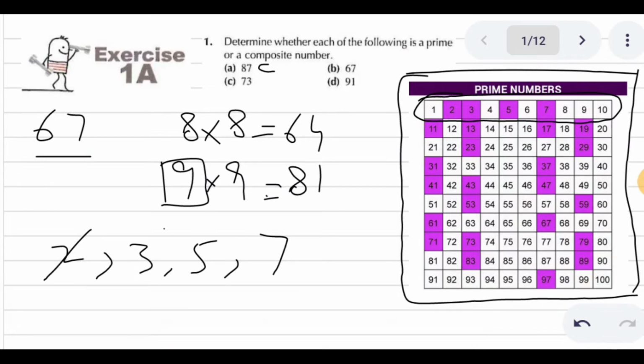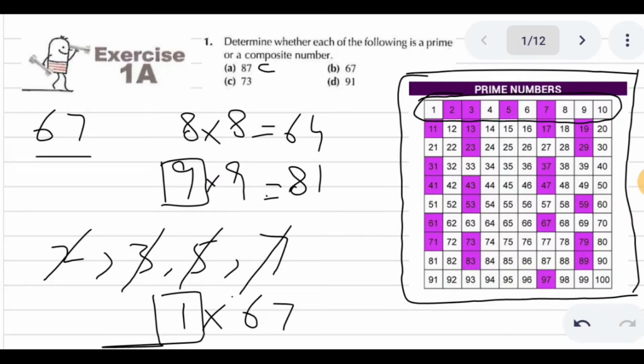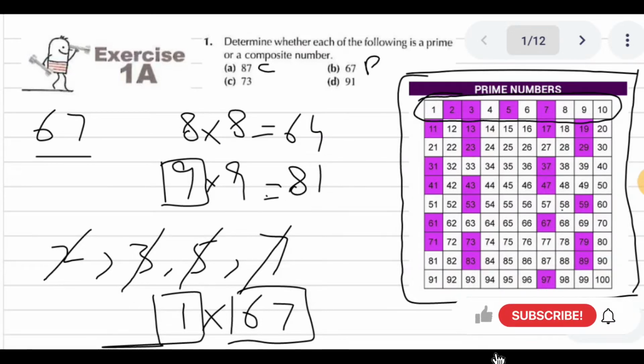No. Is it divisible by 3? No. It is also not divisible by 5 because it is not ending on 0 or 5, and it is also not in the table of 7. So it means it is not divisible by any of the prime numbers. This means its only factors are 1 and 67. Because it has only two factors, it is a prime number. So you can also locate it in the table like this. It's a prime number. So it is a very easy method to differentiate between a prime number and a composite number.